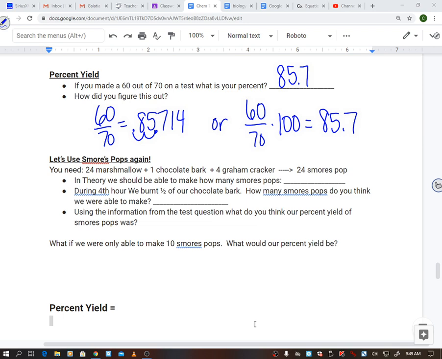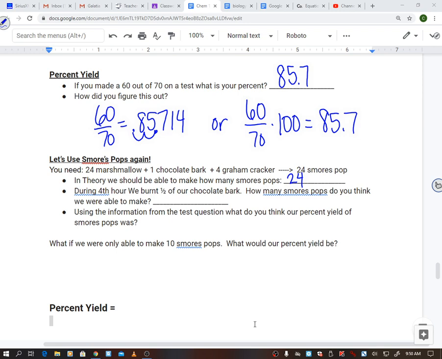We were really into this, and like I said, we got to eat them and all that. So we know the s'mores pops recipe, we've been using it. In theory, we should be able to make how many s'mores pops? Well, in theory, if I have 24 marshmallows, 1 chocolate bar, and 4 graham crackers, I should be able to make 24. Just like when I make a batch of cookies, in theory it should be 60 in there. That doesn't mean I'm always going to get 60, because there's a good chance I'm going to eat some of the dough, or my daughter will. So in theory, we should make 24.